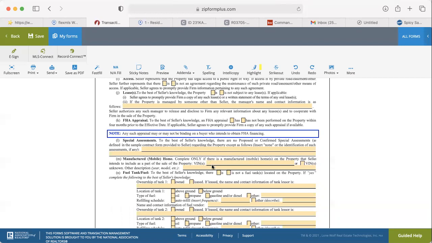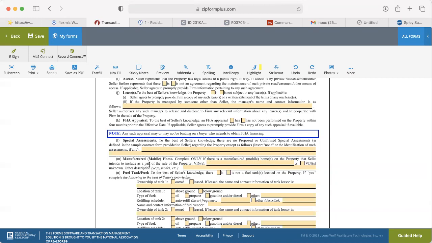Manufactured mobile home. Is there a manufactured home on the property? And if there is, then you would need a VIN number here. So the vehicle identification number would go here. Or a make and model if the VIN number wasn't known.